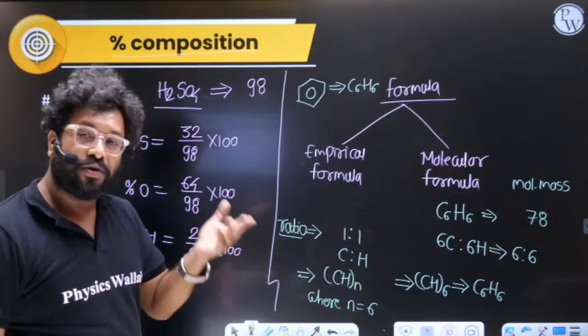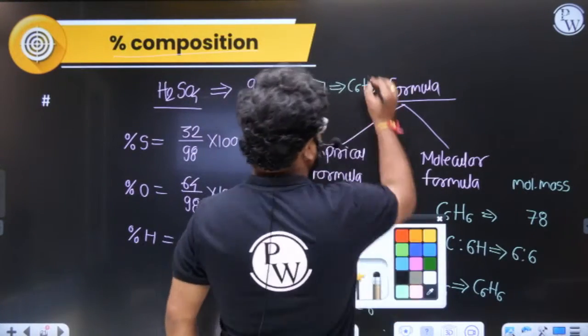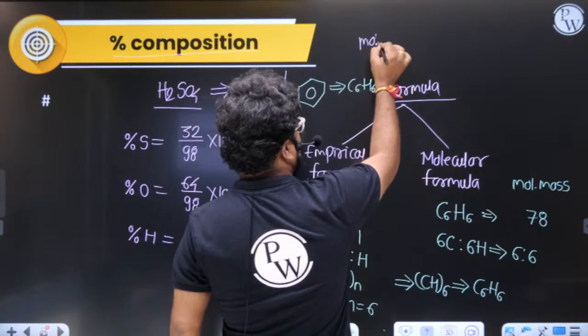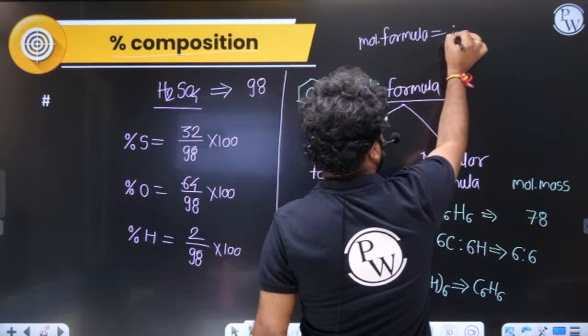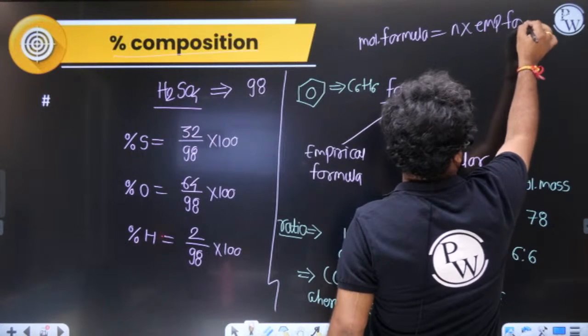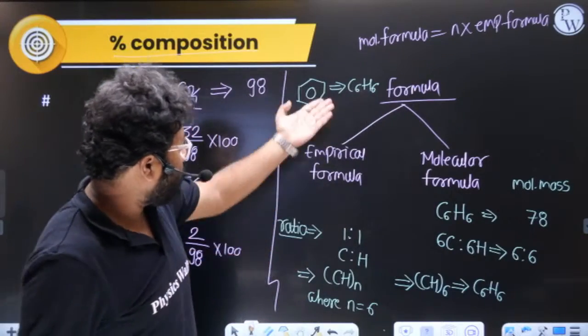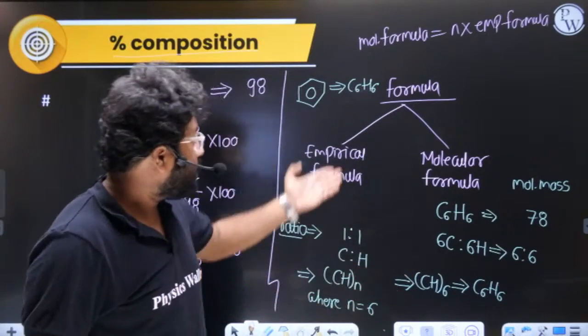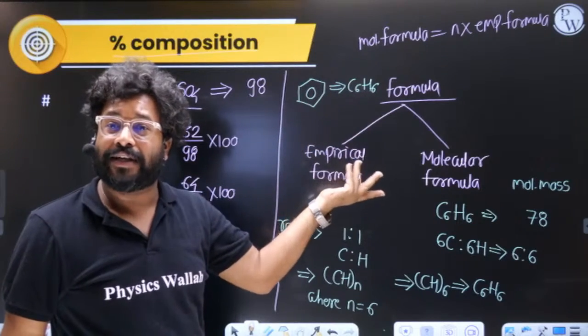So n is going to be equal to 6 here. Now I'm going to tell you one more thing. The molecular formula is always equal to n into the empirical formula. And you can see that here: the molecular formula is C6H6, the empirical formula is CH, and n is equal to 6.